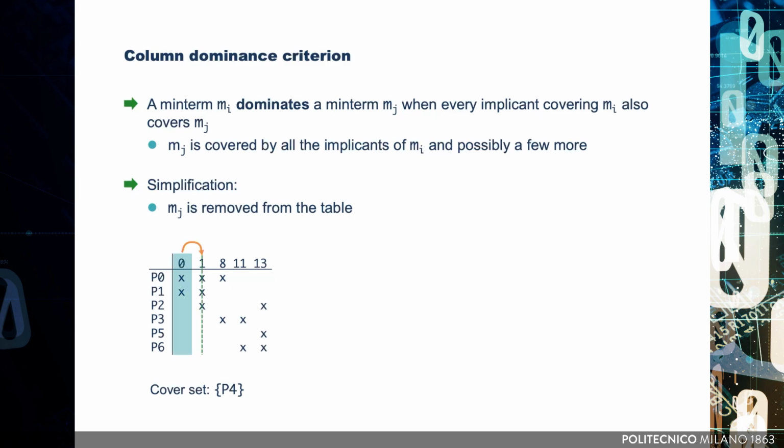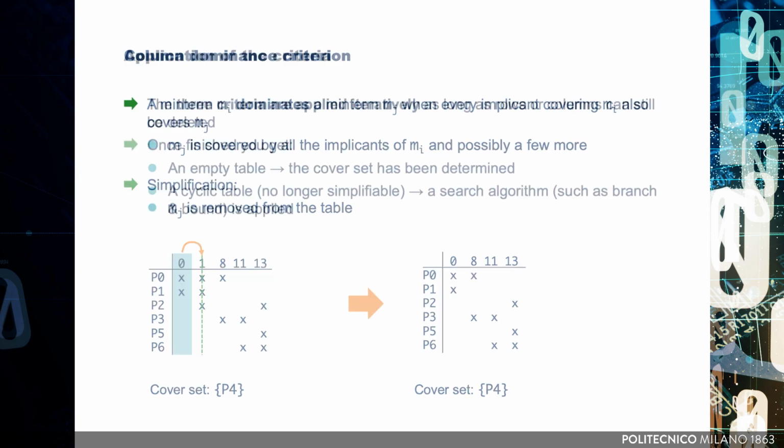Therefore, we say that minterm 0 dominates minterm 1. And to simplify the table, we can remove the column corresponding to minterm 1. This leads us to the updated table shown on the right. Note that, as in the previous simplifications, the cover set remains unchanged.